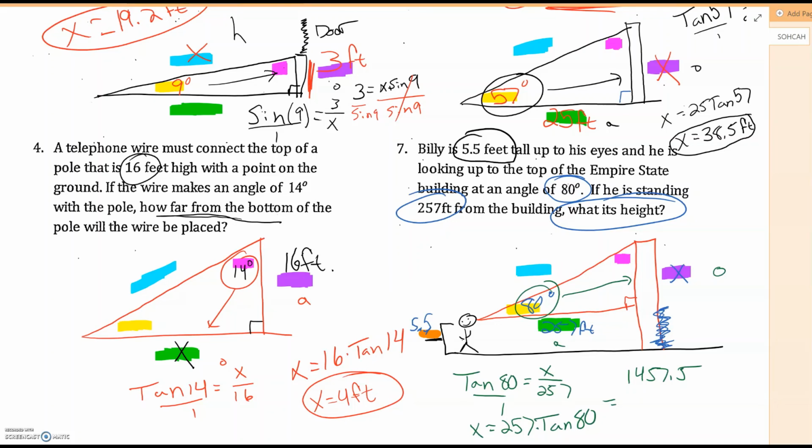Okay, so we're going to be using tangent here because we have opposite and adjacent. So it would be X over 257. You should get 1,457.5, but don't forget about this 5.5 here at the end. Since he's looking up and he's 5.5 tall, if I need the whole thing from here to here, I need to add the other 5.5. So your total answer should be 1,463 feet. There we go.